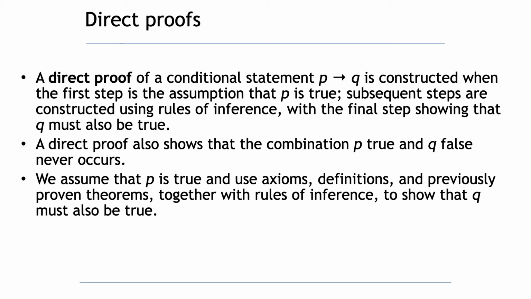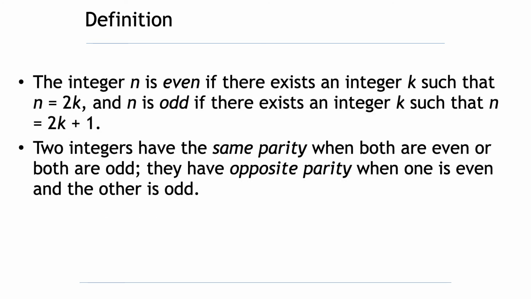Direct proofs of many results are quite straightforward, with a fairly obvious sequence of steps leading from the hypothesis to the conclusion. However, direct proofs sometimes require particular insights and can be quite tricky, as you will see in some of the examples. Let's see the following example.